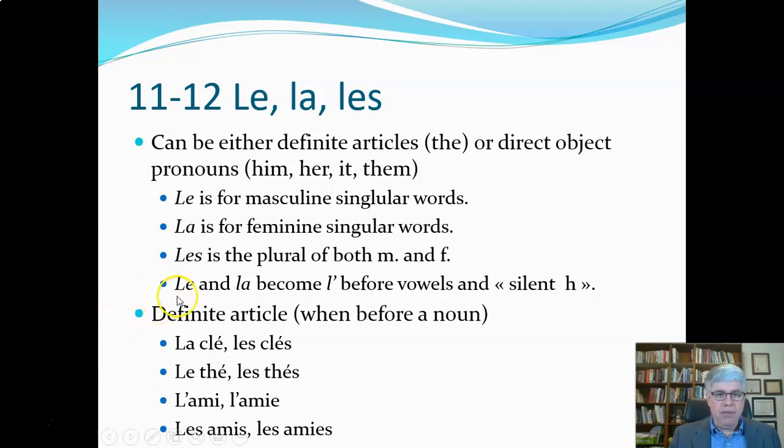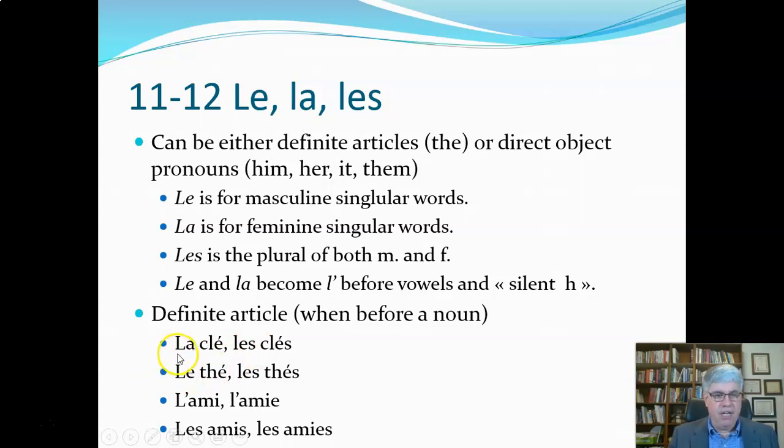Now, as we've alluded to before, le and la become l' apostrophe before vowels and words that have a silent H in them. Now, it turns out that all H's are silent in French, but we don't say that they're silent. Some we say are aspirated, but we'll get to that later. So sometimes before an H, you'll see le, sometimes you'll see l'. It turns out it doesn't matter for translation. The meaning's not going to change. So let's see how they're used as a definite article.